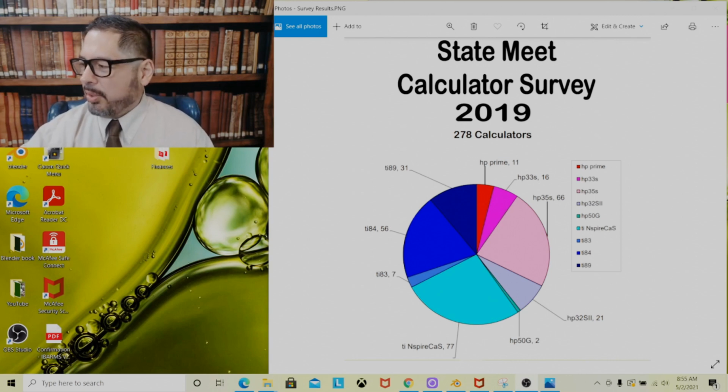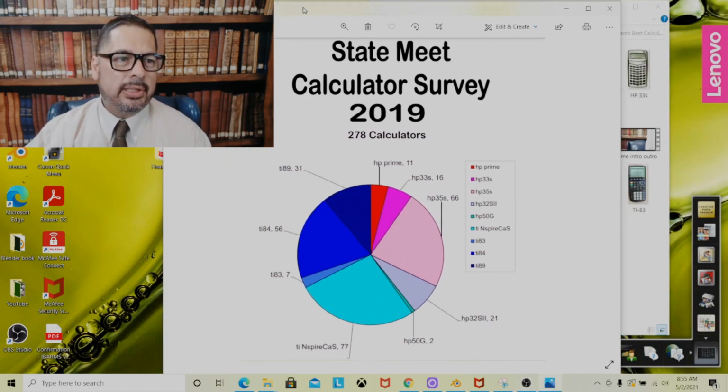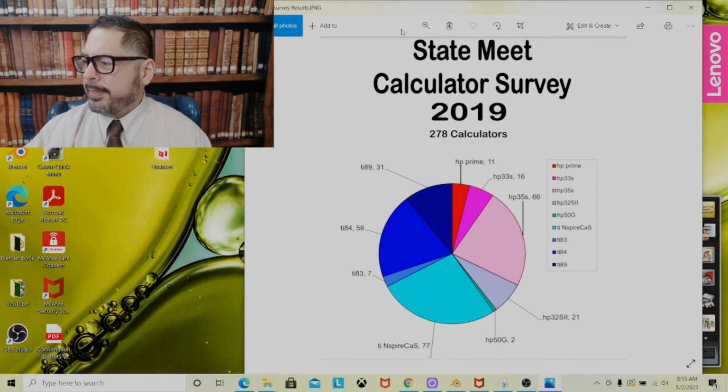All right, so these are the calculators. Let's see what else I noted. Another interesting point about this calculator survey is that some of these calculators are out of production. For example, the HP50G, the HP32S2, the HP33S are all out of production. So here's what I have to say about out of production calculators. So they're good.